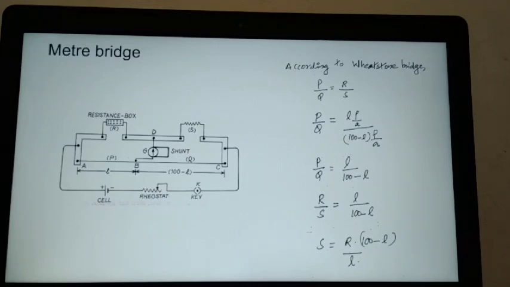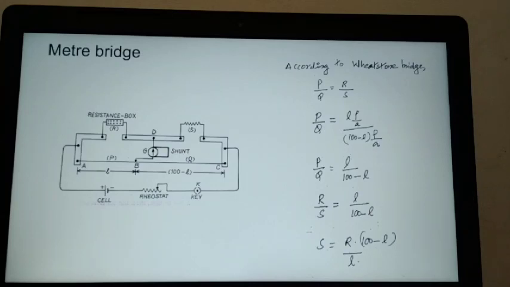A cell is connected between the points A and C, and between the two gaps you can find another point D, from where a galvanometer is connected. The galvanometer is connected to a metallic contact called the jockey, denoted as B. Length AB is L and length BC is 100 minus L.